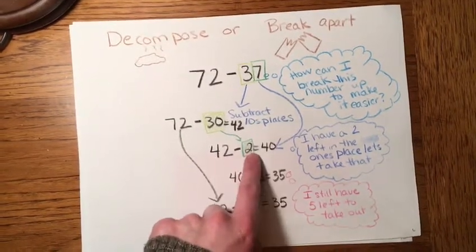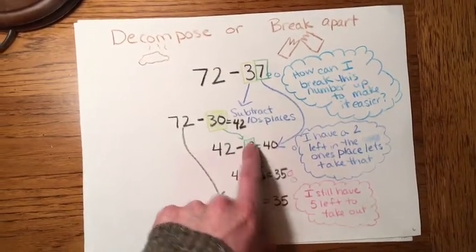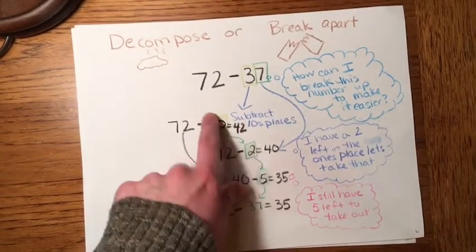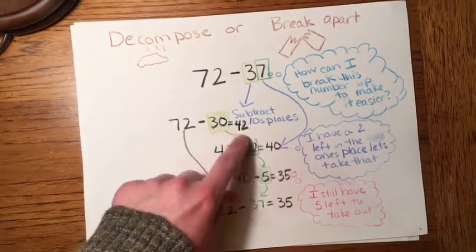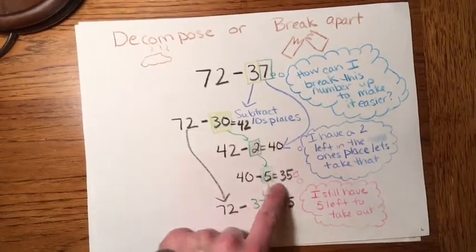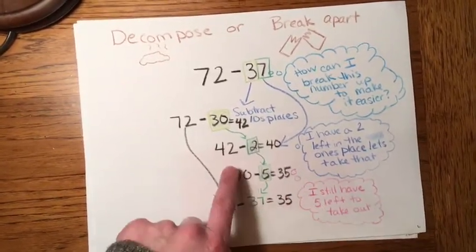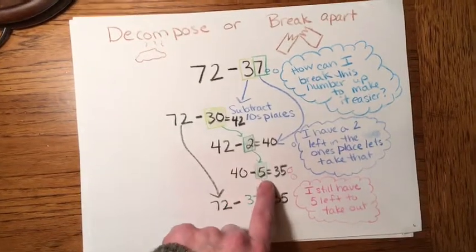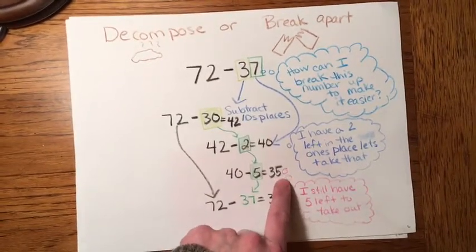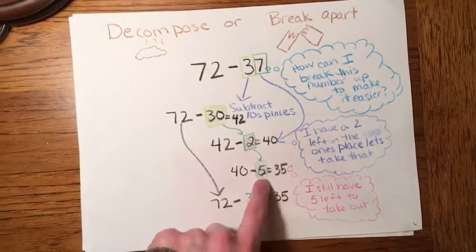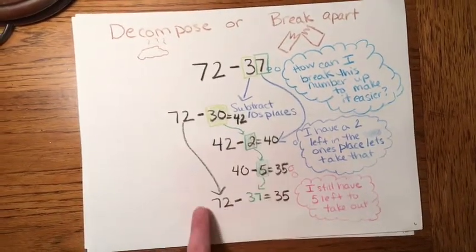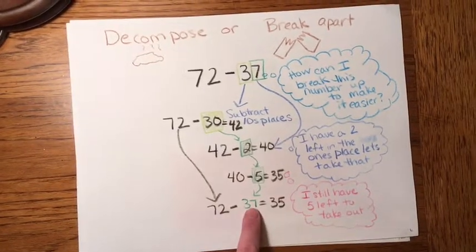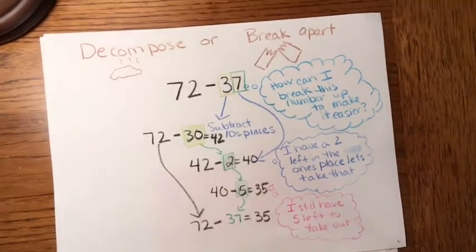So 42 minus 2 is 40. But we're still not done. We only have subtracted 32, and we need to subtract 37. We still have 5 left. So I still have 5 left, so I need to take 40 minus 5 and get 35. So all of these numbers in here add up to make this 37. So 72 minus 37 is 35.